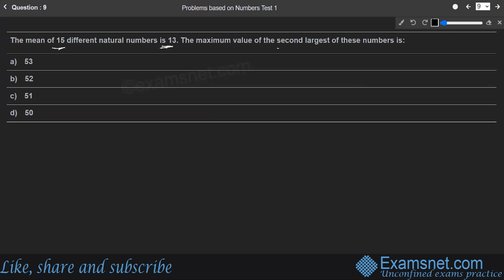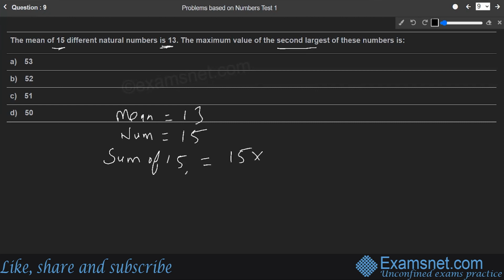The question asks for the maximum value of the second largest of these numbers. There are 15 different natural numbers, and their mean is 13. So if the mean value is 13 and the total number of such numbers is 15, what is the sum of them? The sum of those 15 numbers will be 13 into 15, which is 195. So 195 is the sum of all those numbers altogether.